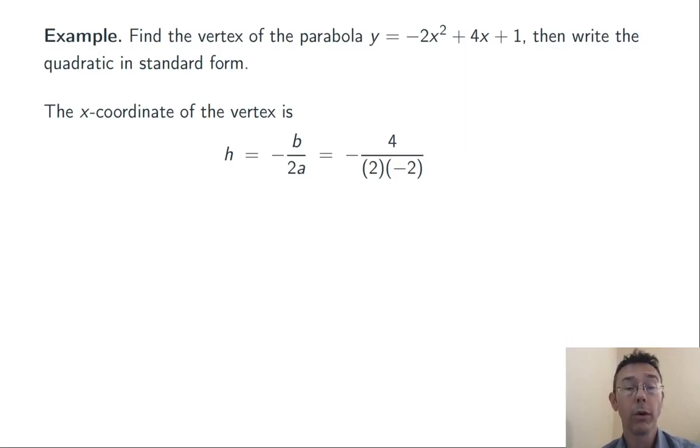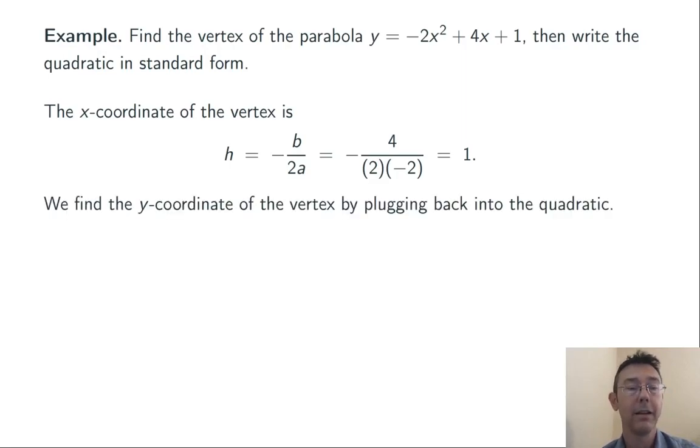Here b is 4 and a is -2. And we simplify that and we get that h is 1. Now, we could use that formula for k that we saw in the previous slide, but in general, I think it's much easier to just take that value for h and plug it back into the equation for the parabola to get the value of k.